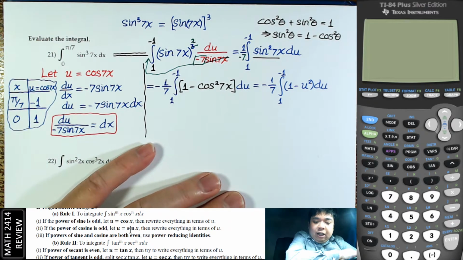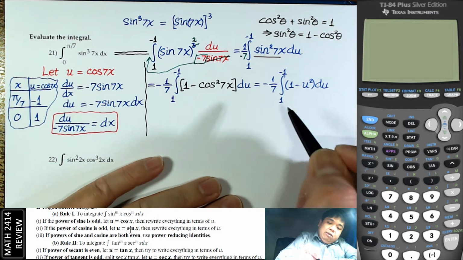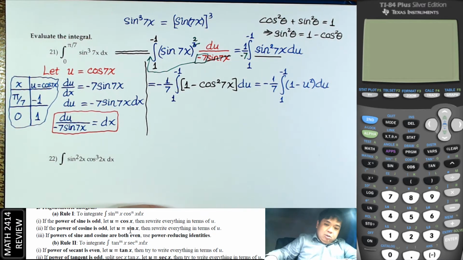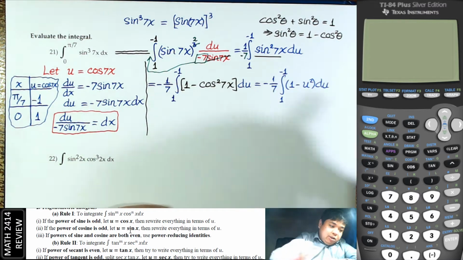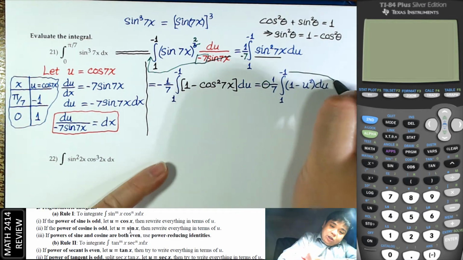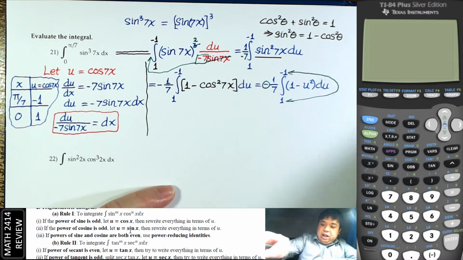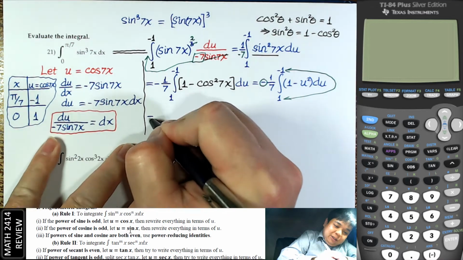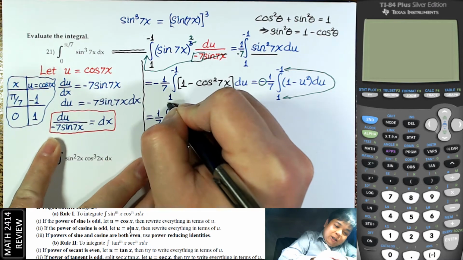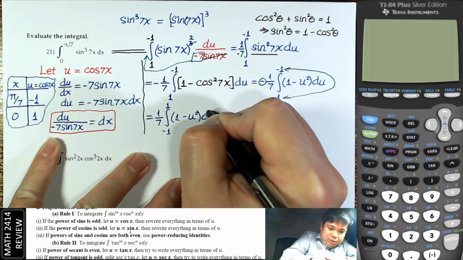Right. Now the rest will be simple. That's an even function from 1 to negative 1, so we're just going to double that if we want to. But first, let's do this. There's a negative sign. If we want to take that away, we can interchange the limit. So the 1 goes there, negative 1 goes there, and take out the negative sign. So that's 1/7 from negative 1 to 1, 1 minus u square du.